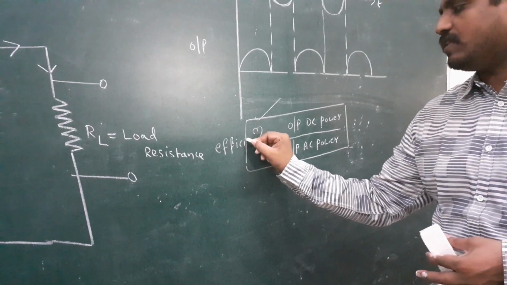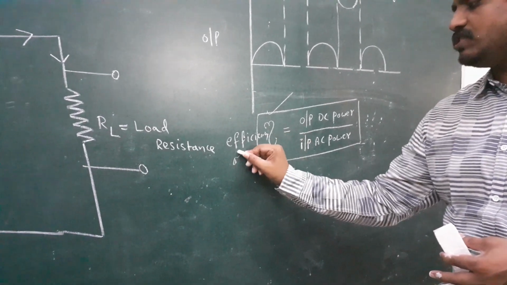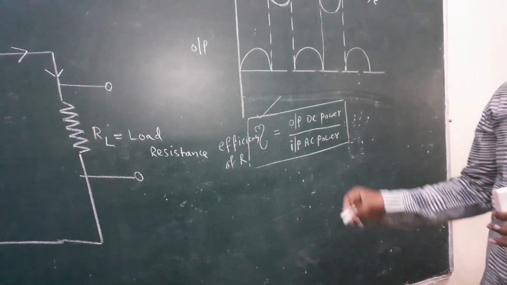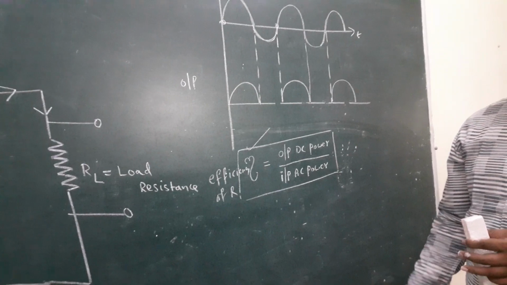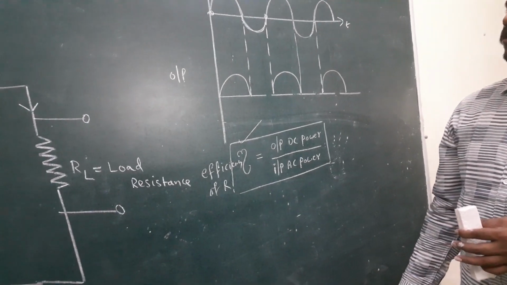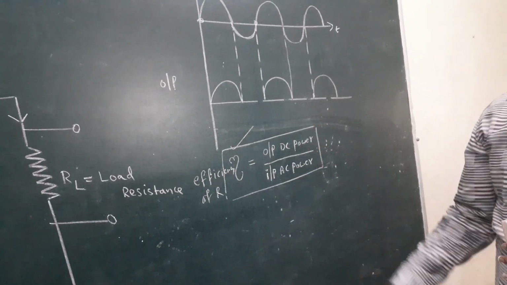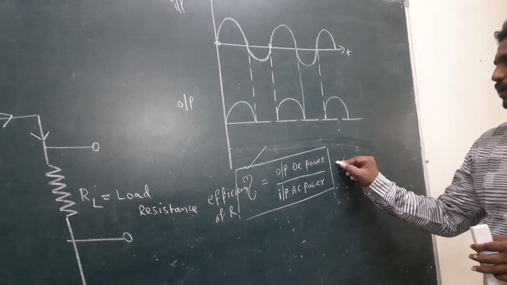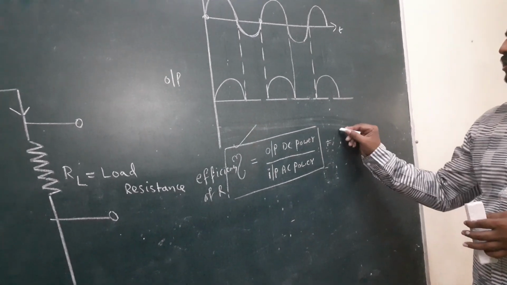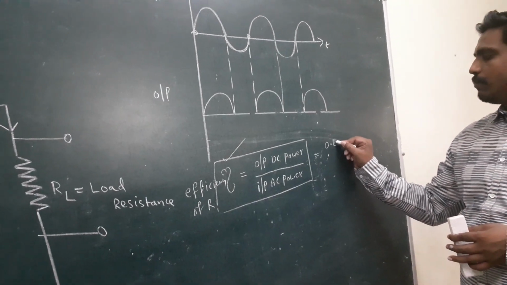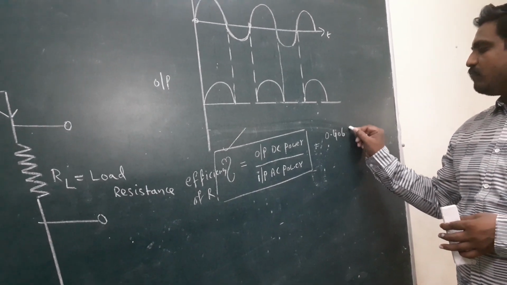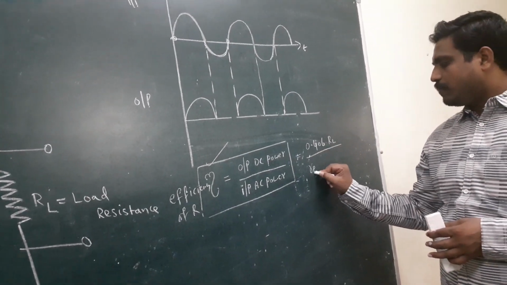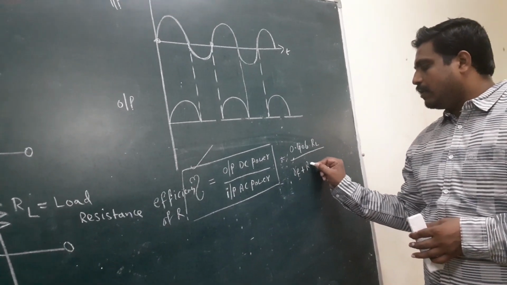Efficiency of the rectifier: the formula is output DC power by input AC power. Once again, output DC power by input AC power. Experimentally determined, the direct formula is 0.406 RL by RF plus RL.